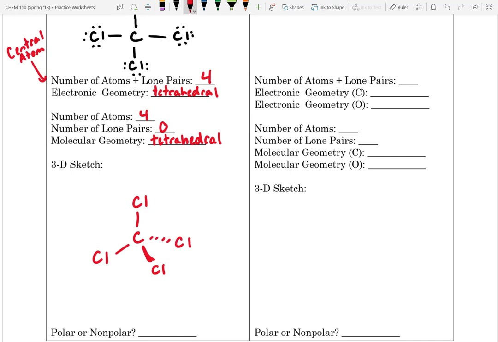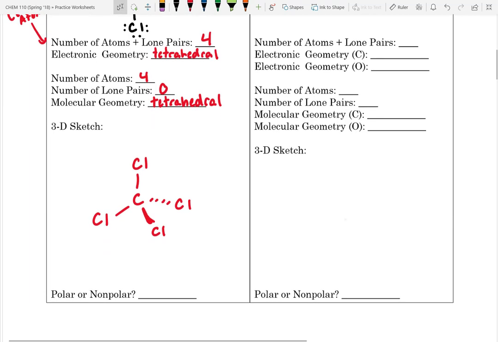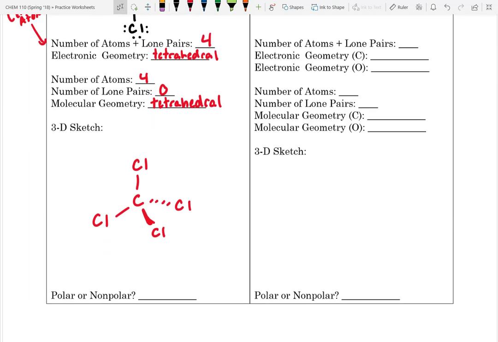What I want you to do is to actually try to build these using the model kit. That way you can see 3-dimensionally what the shape looks like and then try to do the 3D sketch that matches this. All right, if we look at this really quickly, I know that chlorine's in the top right-hand corner of the periodic table. So that means chlorine's going to pull electron density away from the chlorines.